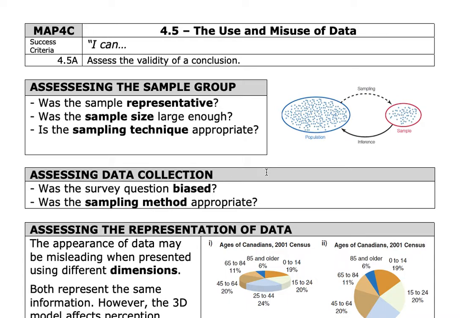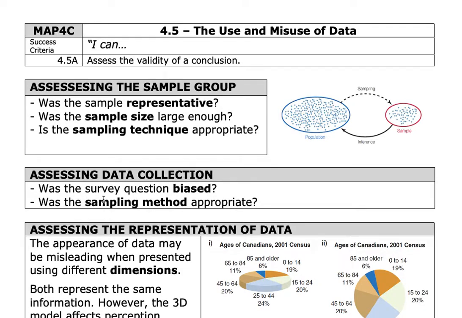Assessing data collection. Was the survey question biased? The way that the information is gathered can affect the outcome, and if it's not done in a fair way, a biased way, then the conclusions drawn from that research will not be valid. We've learned that biased survey questions can be leading or loaded questions, and they influence the respondent to answer in a particular way. So we try to remove any additional information other than simply the question in order to make sure that the respondent is giving their honest answer.